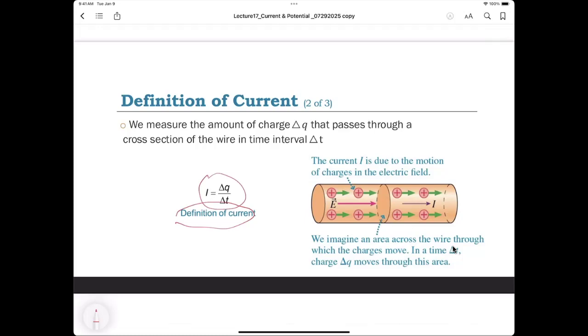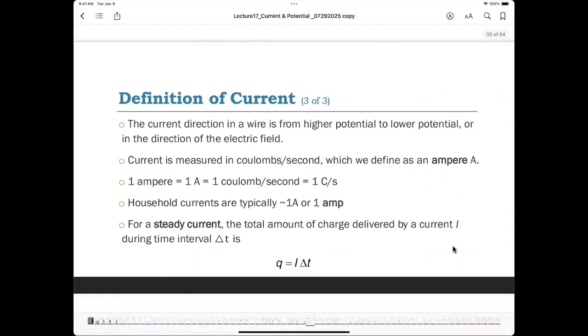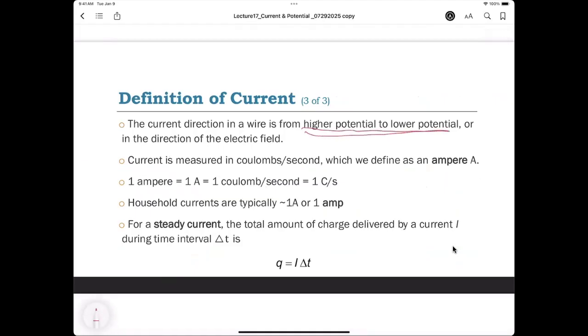Does that make sense to you? This is the definition of the current. The current direction in a wire is from the higher potential to the lower potential, which means from higher potential energy to lower potential energy, in the direction of the electric field.